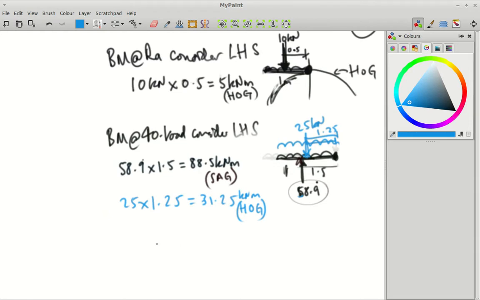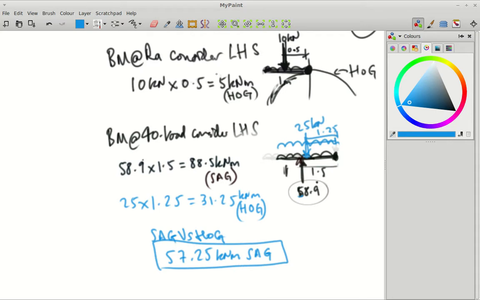Now what to plot on our bending moment diagram. In a fight, a tug of war, between sag versus hog, you've got 88.5 sag against 31.25 hog. We need to work out who would win and by how many. Sag is going to win because there's more of it. So 88.5 take away 31.25 gives us an overall winner. We're going to have 57.25 kilonewton meters sag. So on our diagram we'd plot that value.